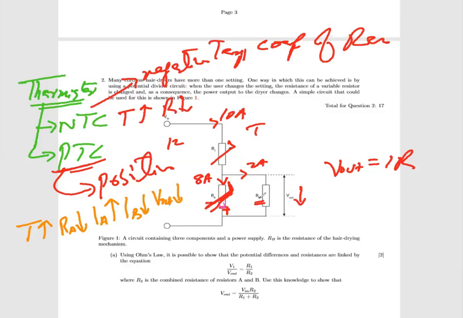RB is same as it is. Got it? My explanation is right. Okay, so the point is voltage. These two are connected in parallel, so if voltage is same, voltage across these two resistors will be same. So if temperature increases, then RA will get decreased. Then what about the voltage? Voltage will also decrease across this.